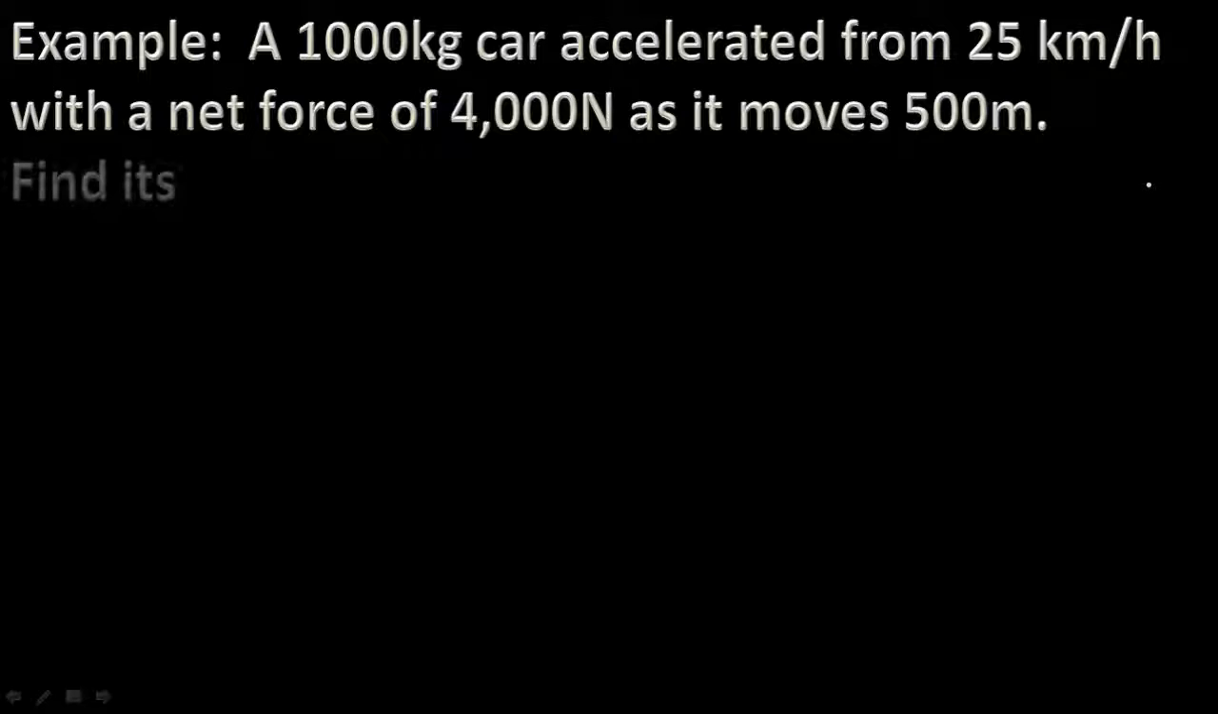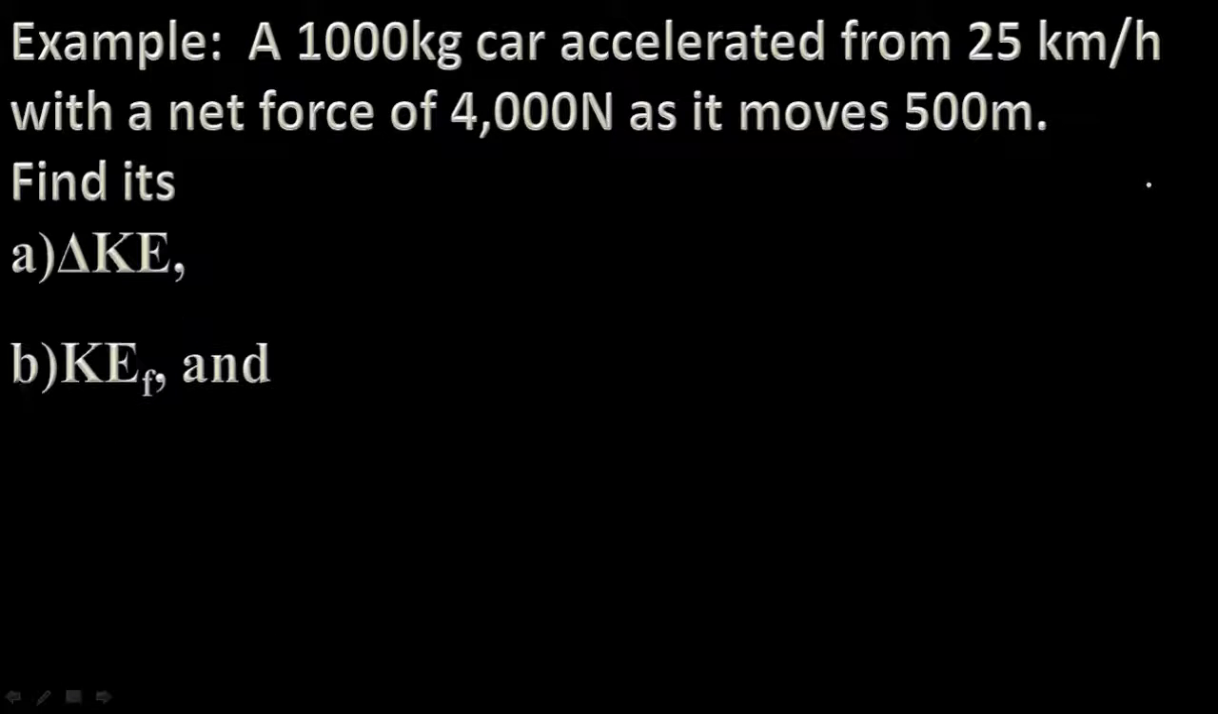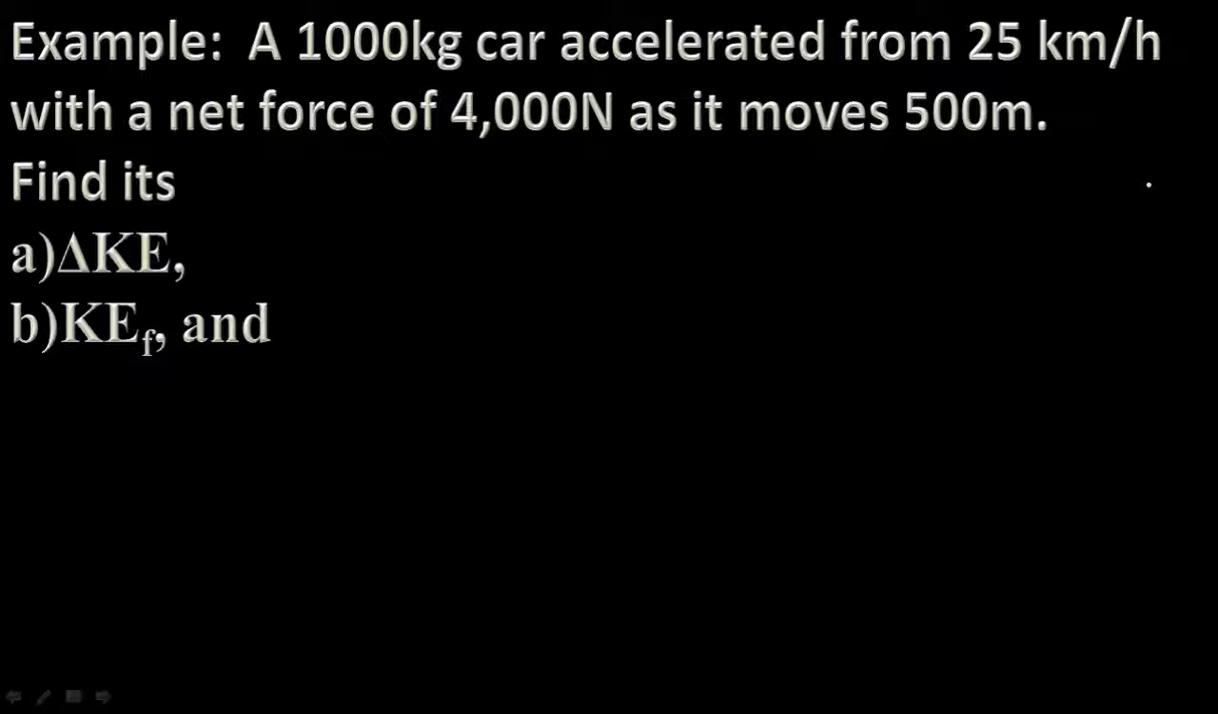We're going to answer 3 questions based on this information. We're going to find the change in the kinetic energy of the car, the final kinetic energy of the car, and the final speed of the car. Now, I can tell you right now, you could have used other methods to find the final speed, but we're going to use this method, and we're going to find these things in precisely this order. And there's a point to that. You'll see that coming up.